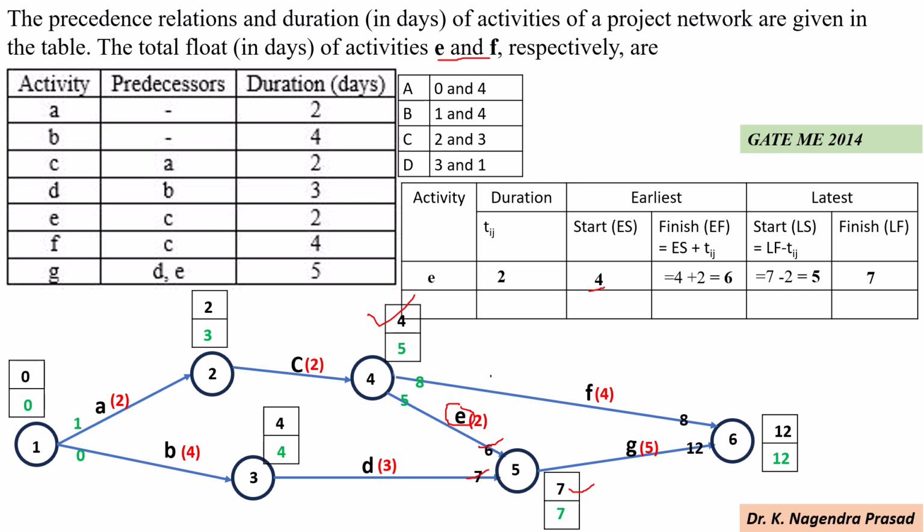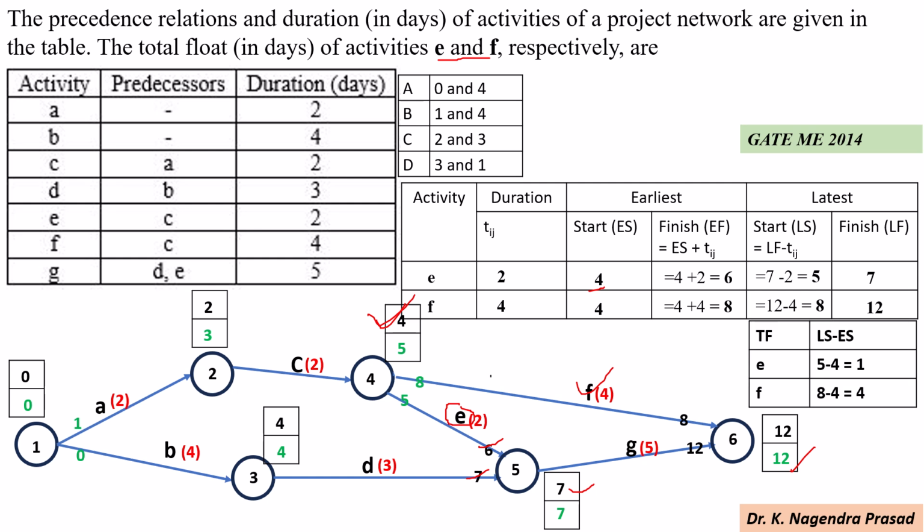Similarly, I have to calculate the earliest start time and earliest finish time for activity F. For activity F, the duration is given as 4 days, and the earliest start time is 4. So the earliest finish time is 4 plus 4 equals 8. Similarly for activity F, the latest finish time is 12 and the duration is 4, so the latest start time will be 12 minus 4, that is 8.